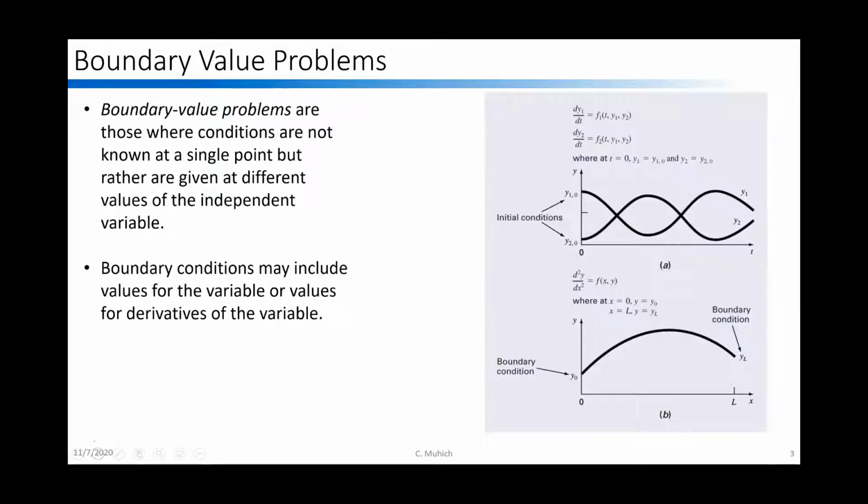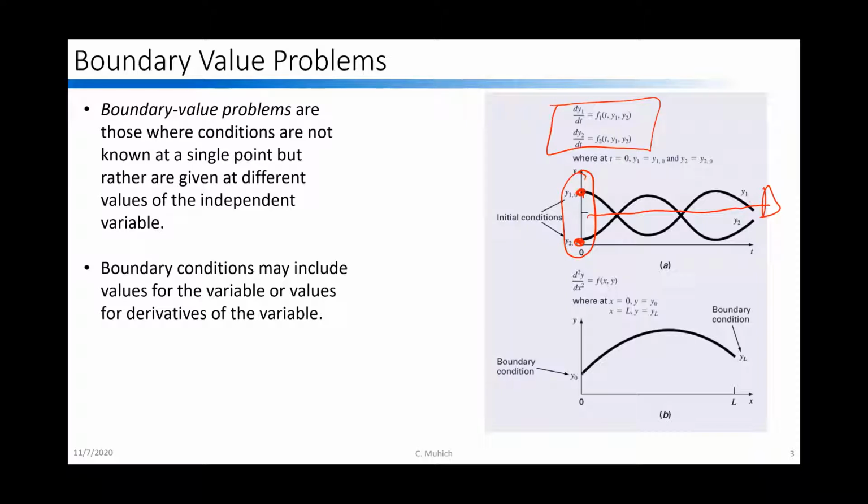So what is a boundary value problem? A boundary value problem is a problem where the initial conditions are not known at a single point, but are rather known at different values of the independent variable. If we look at this example on the right of an initial value problem, if I know what, say, y1 and y2 are at the same point, even say for coupled equations, I can move forward through time, or say backwards through space, and I know all the information I need.